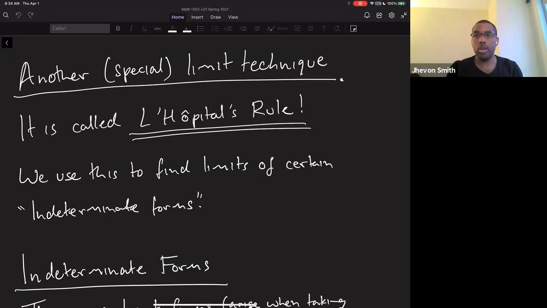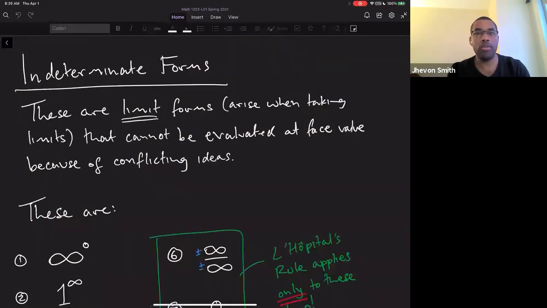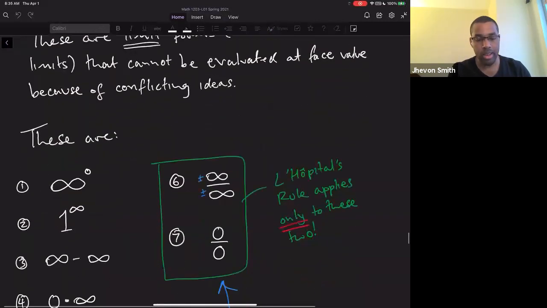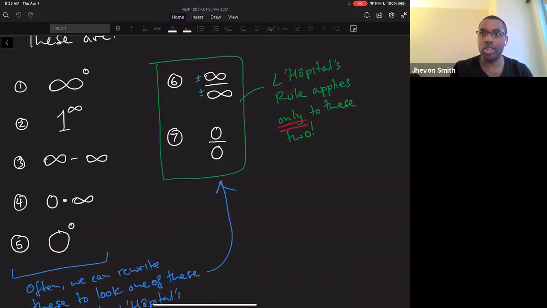Okay, all right. So last time we started a new topic, the topic of indeterminate forms and L'Hopital's rule. This was a new limit technique that we could use derivatives to help us take limits in very specific situations. So we had these things called indeterminate forms. These were limit forms which looked like, they were strange forms in the sense that we couldn't interpret them or evaluate them at face value because they had very different ideas associated with them.